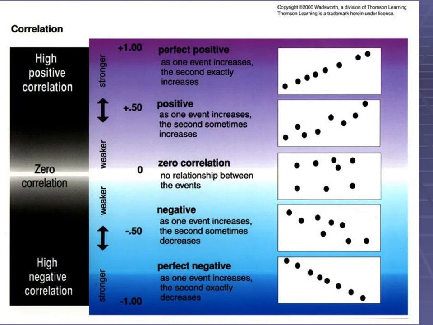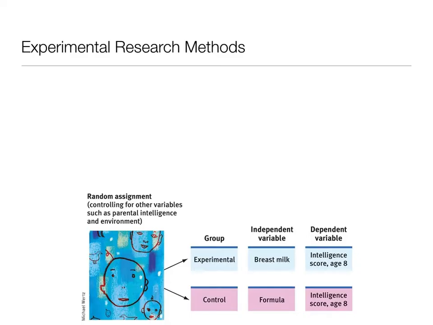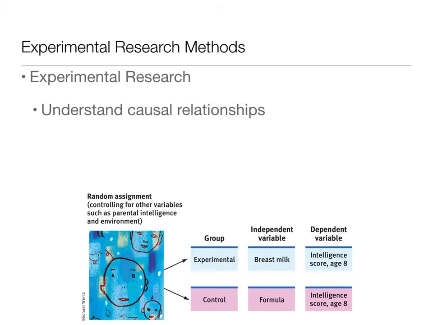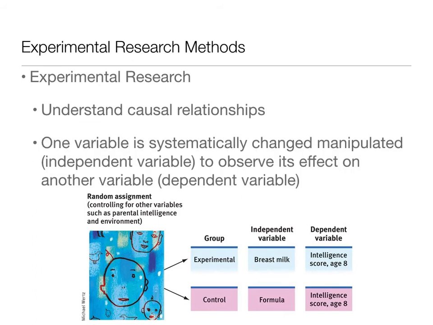Our last research method that we're going to talk about is experimental methods. And experimental research is the only way we can look at causal relationships. So that's cause and effect. It's the only way that we can say that one variable causes change in another variable. And the way that we do this is we systematically manipulate one of those variables. So that's our independent variable, and we're going to manipulate that in a way that we can observe any effect it has on the other variable. And that other variable is called the dependent variable.